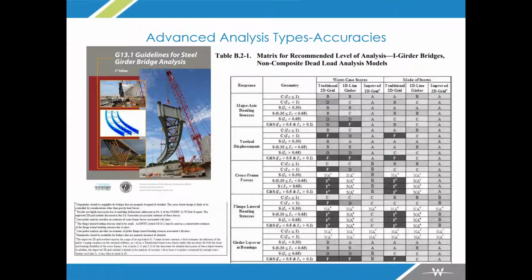And you can see the scores there. That improved 2D grid gets basically A's, B's, and a couple of C's as far as how it compares to the full 3D analysis. It's pretty good correspondence, versus the traditional grillage or the 1D, where you're getting into D's and F's on some of these because they really can't capture some of that structural response.